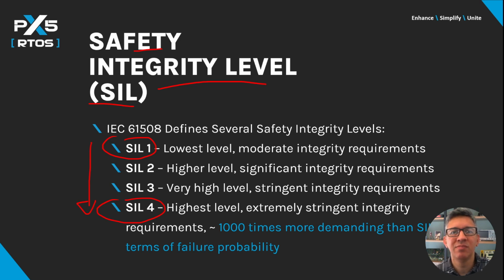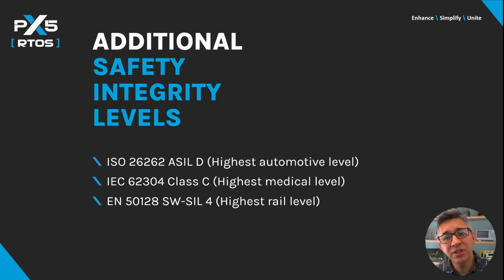As I mentioned before, there are several important sector-specific safety standards that are derived from the 61508, as shown here. So automotive, medical, rail, each one has its own safety integrity level. ASIL D is the highest for automotive, Class C the highest for medical, and SIL 4 the highest for rail.